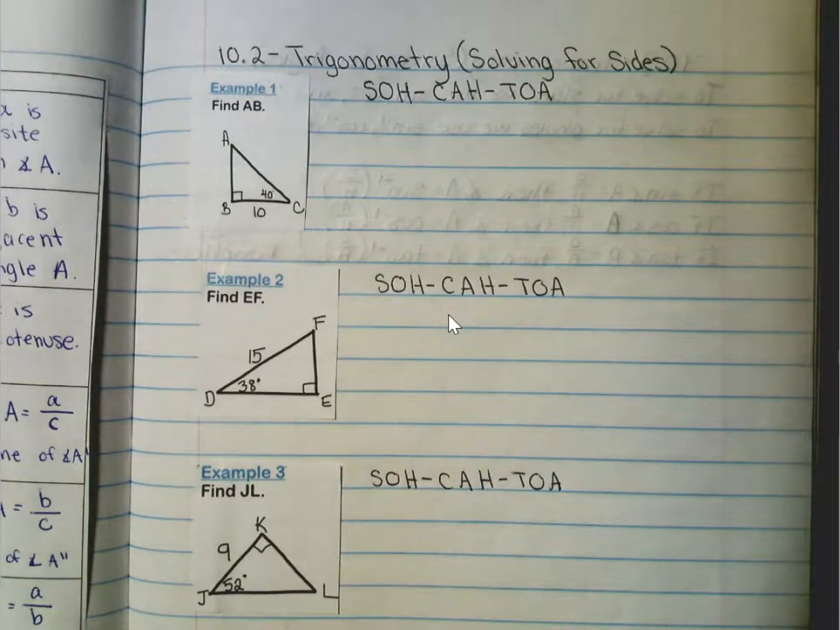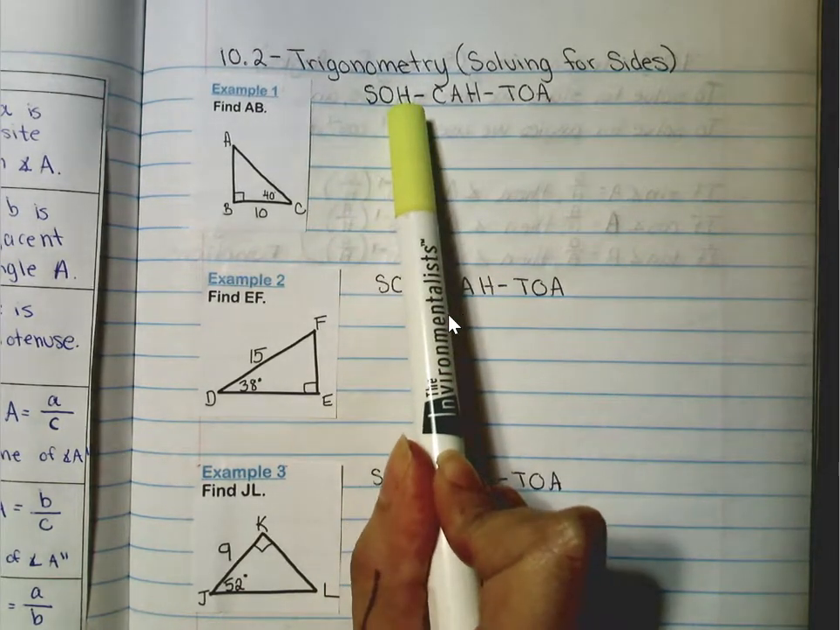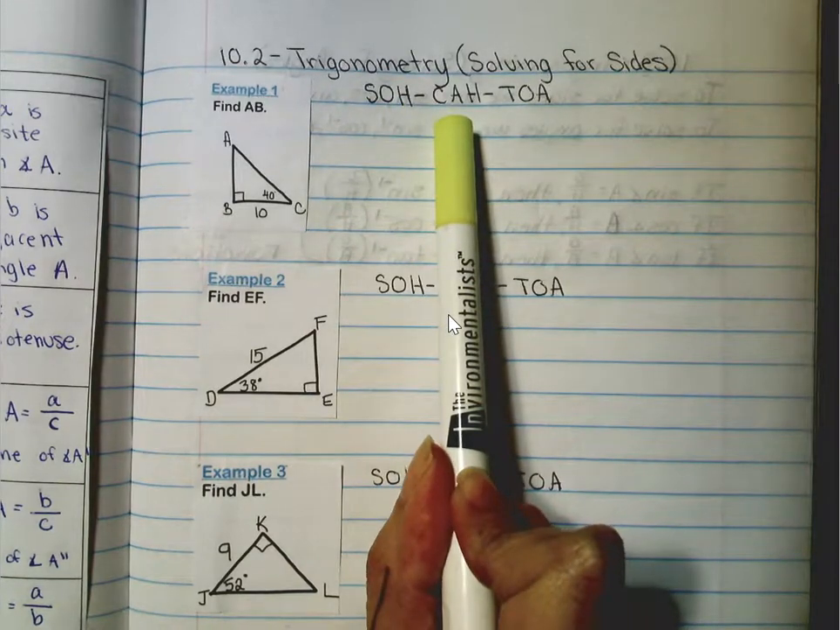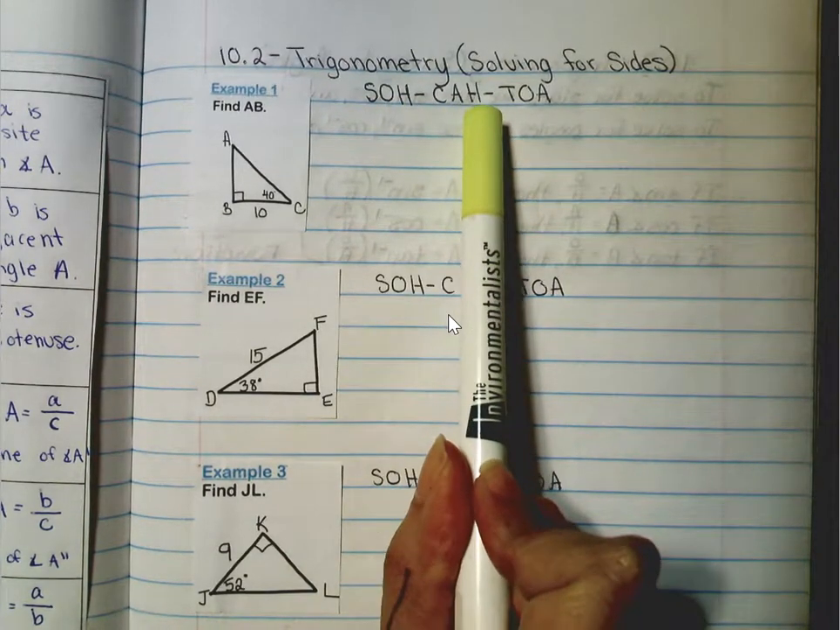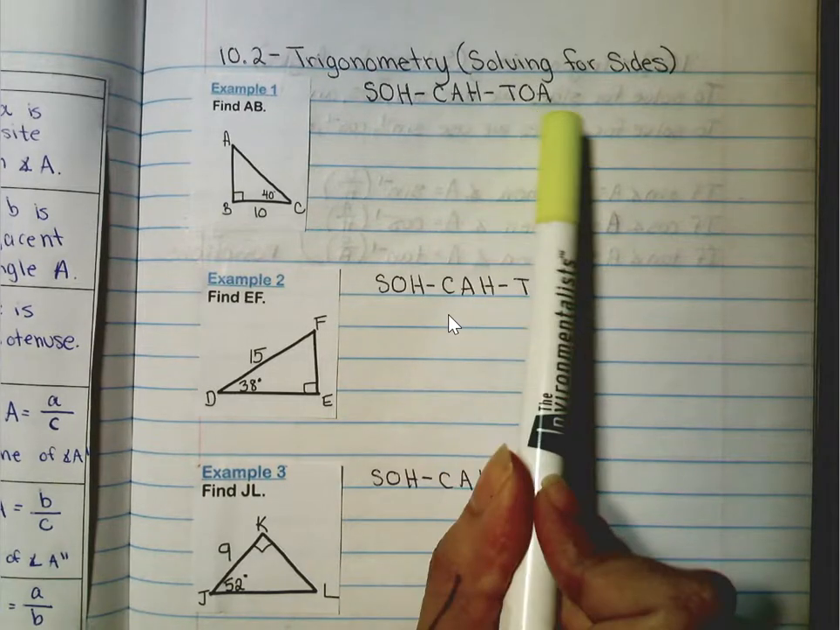Alright, so in this video you are going to see how to use trigonometry to solve for missing sides of a triangle. For all my examples I need SOHCAHTOA because I need to decide which trig function I'm going to use. Remember, S is for sine, opposite over hypotenuse, C is for cosine, adjacent over hypotenuse, and T is for tangent, opposite over adjacent.